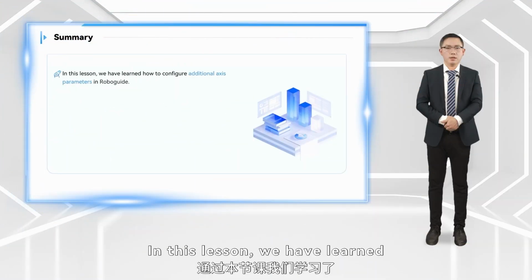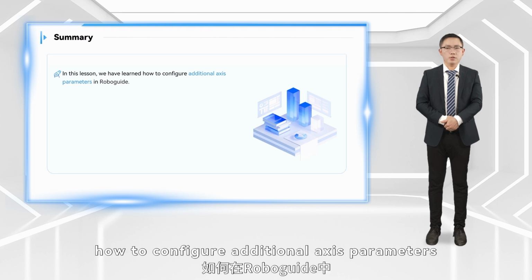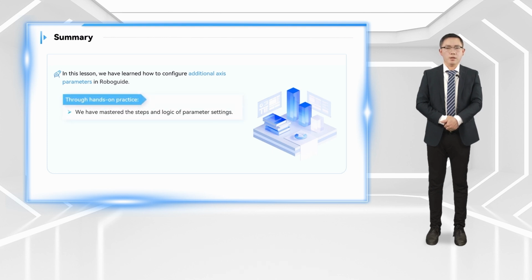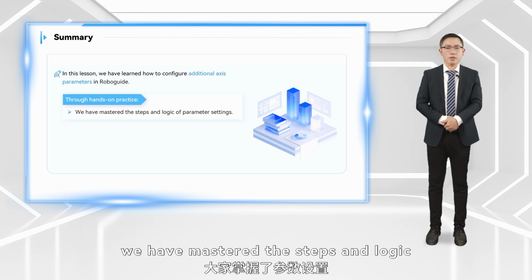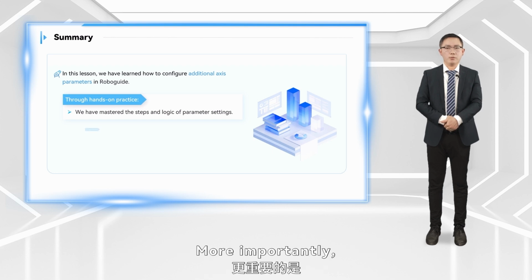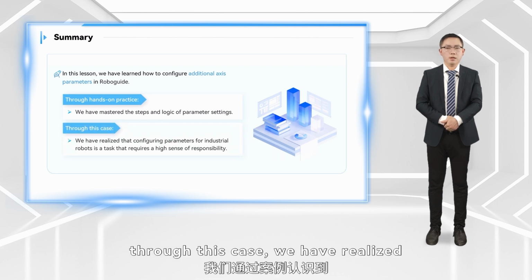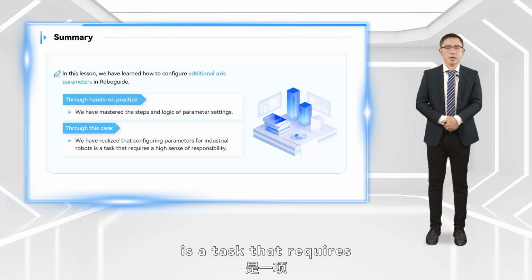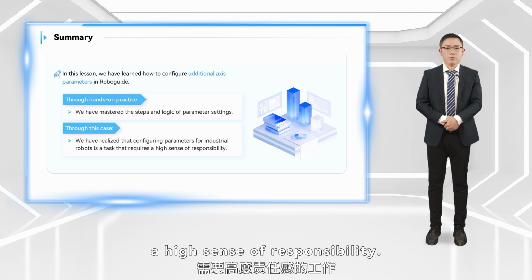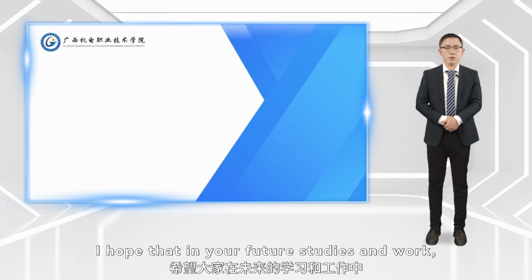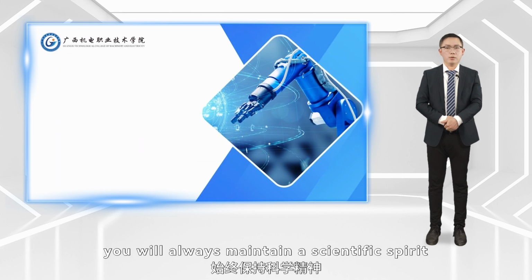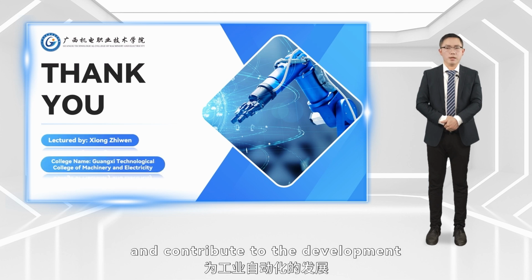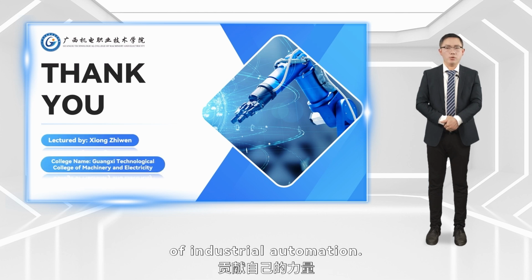In this lesson, we have learned how to configure additional axis parameters in RoboGuide. Through hands-on practice, we have mastered the steps and logic of parameter settings. More importantly, through this case, we have realized that configuring parameters for industrial robots is a task that requires a high sense of responsibility. I hope that in your future studies and work, you will always maintain a scientific spirit and a rigorous attitude, and contribute to the development of industrial automation.